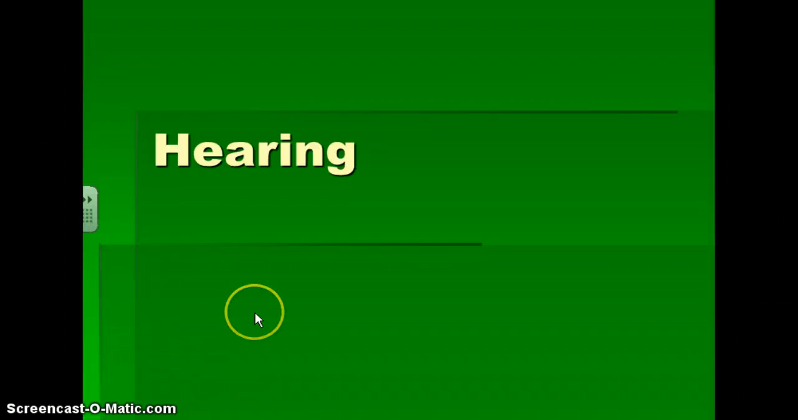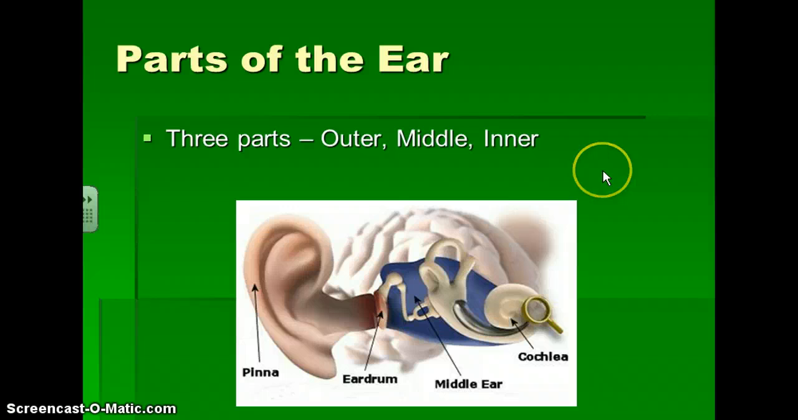For today's notes, we're going to be talking about the process of hearing. So we're going to talk about both the structure and the function of different parts of the ear. We divide the ear into three separate parts: the outer ear, this part that we can see when you look at someone, the middle ear, this part, and then the inner ear.